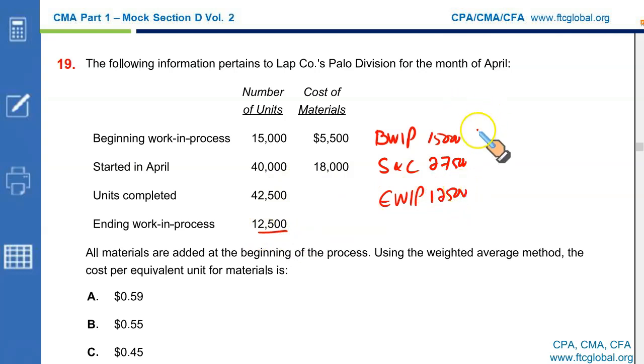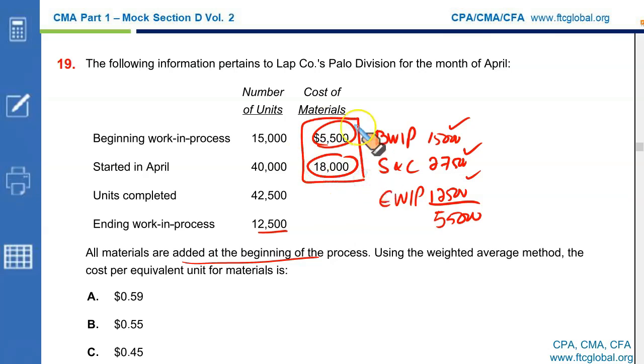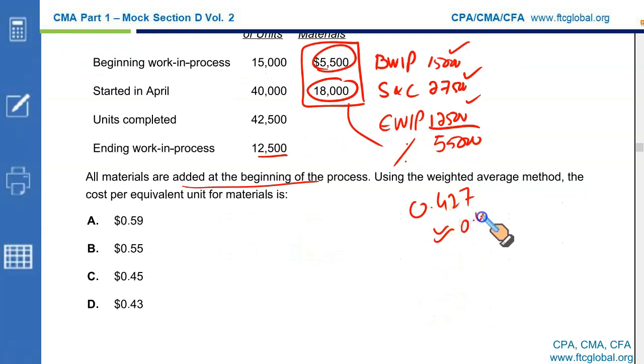Now, remember, in this process, material is added at the beginning of the process, which means all these units under the weighted average are complete with regard to material. So if you just add all of these up, it's going to give you 55,000. Now, this is the cost of material in the beginning work in process. This is the cost of material added during the period. Under weighted average, we consider all the costs, previous period and current period combined, and divide it by the EUPs for the current period. So it's going to be 18,000 plus 5,500 divided by 55,000. That gives you 0.427, which is approximately 0.43. That matches perfectly with your option D.